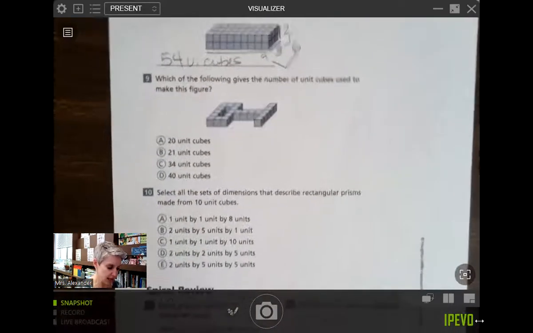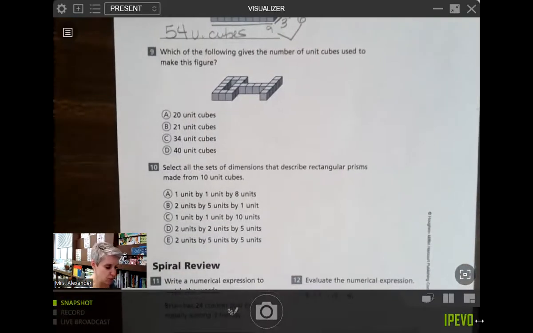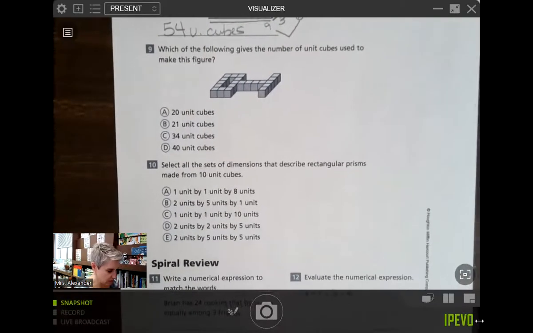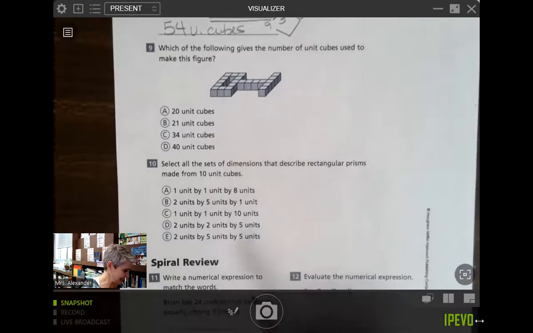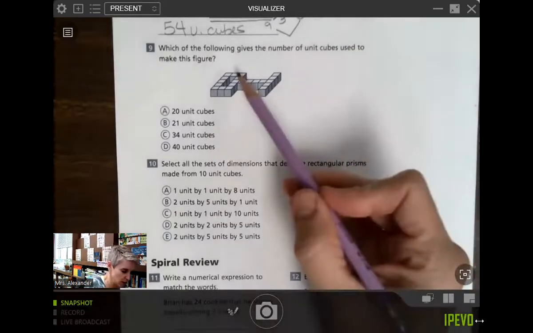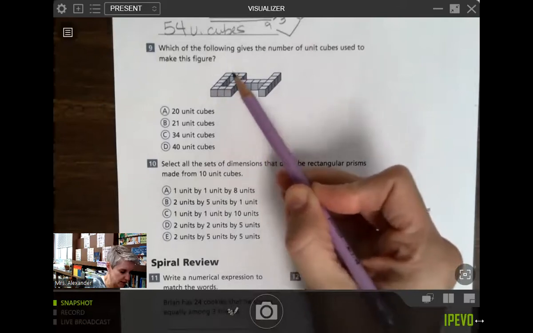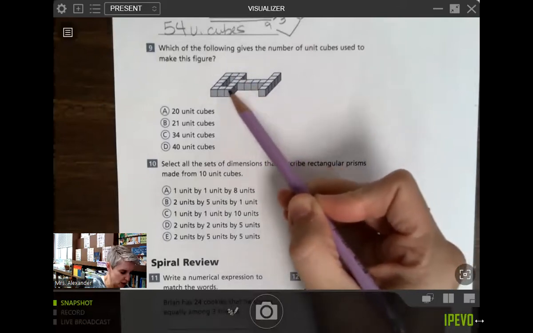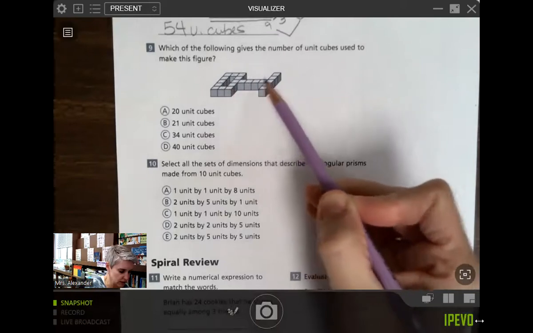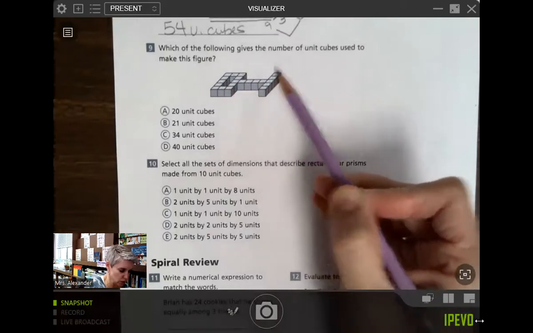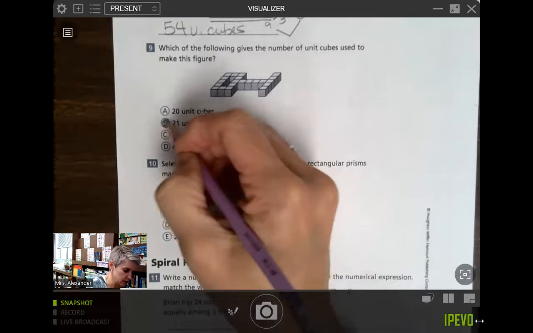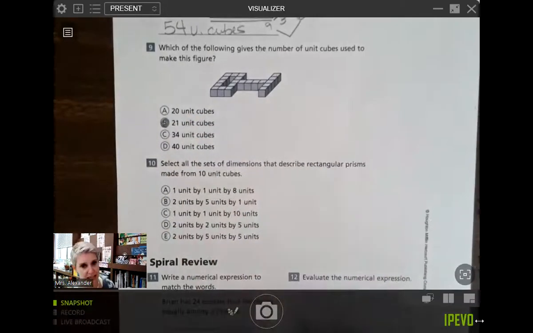Which of the following gives the number of unit cubes used to make this figure? Well, all I would have to do then is to count, right? I have 1, 2, 3, 4, 5, 6, 7, 8, 9, 10, 11, 12, 13, 14, 15, 16, 17, 18, 19, 20, 21. There it is. It's an irregular figure. I'm just going to make sure to count carefully. 21 unit cubes.